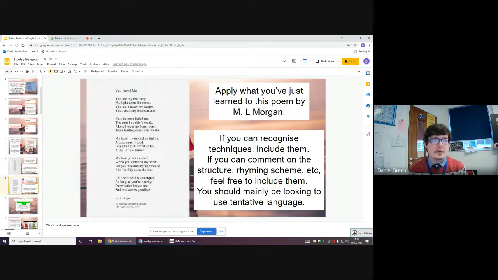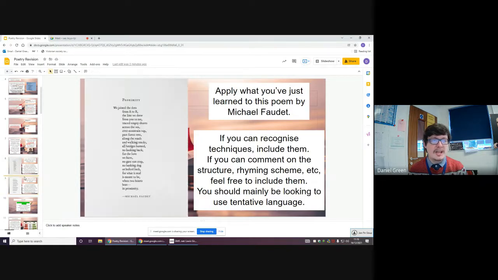So as an example, there are two poems here, Proximity and You Saved Me. I'll read them to you, and then we'll start talking about how we would go about analysing them.